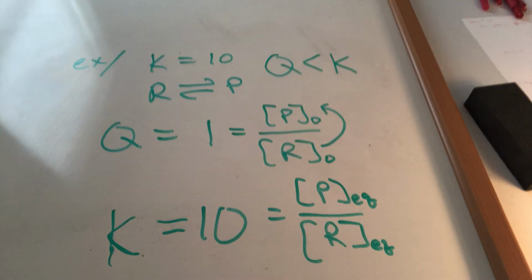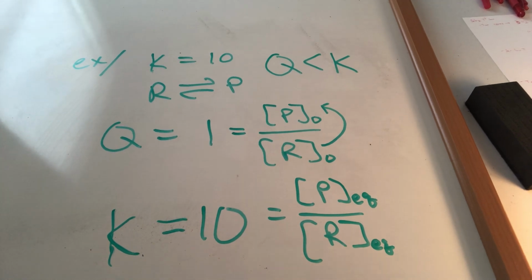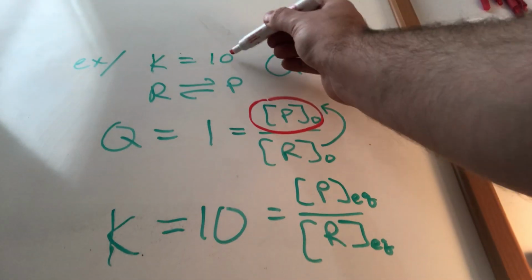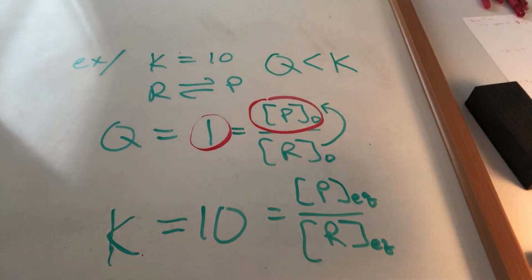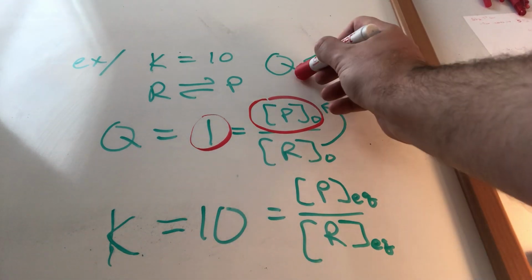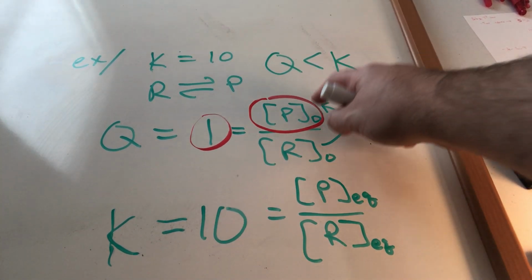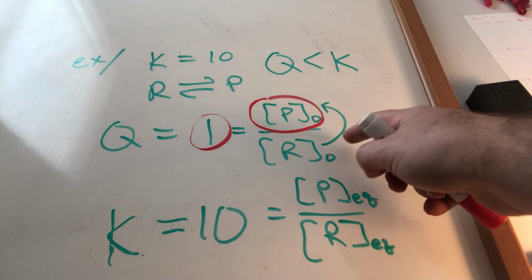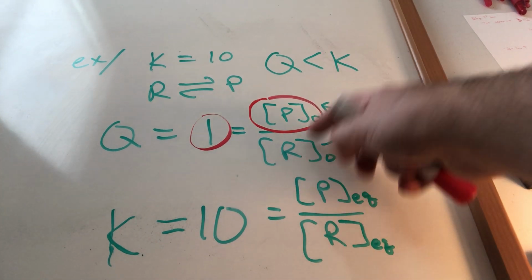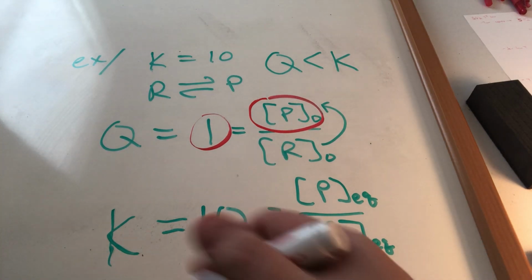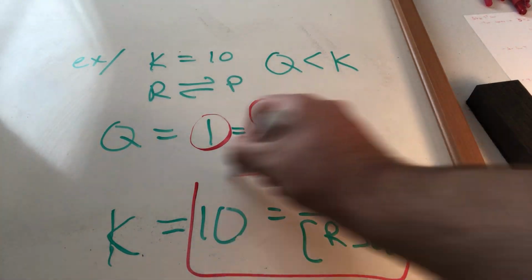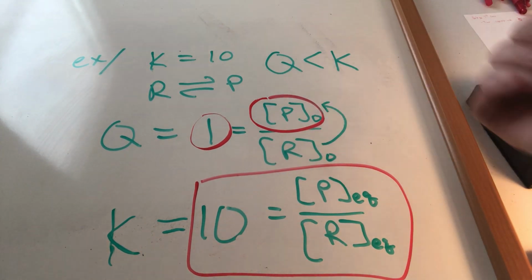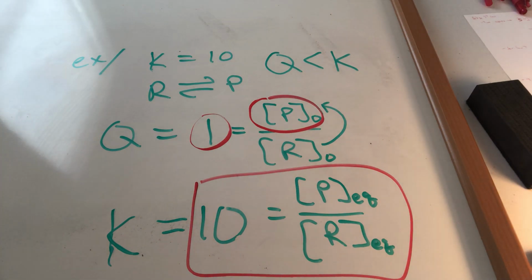I like to focus in on the product when I do these problems, and I'm going to explain that one more time. If I look here, here's the product. 10 is my goal, right? And these are proportional to each other. So when Q is less than K, I don't have enough product. And if I don't have enough product, what the reaction is going to do is take reactant and make product until you hit your goal. So my equilibrium P will be more than my initial P because K is the target.